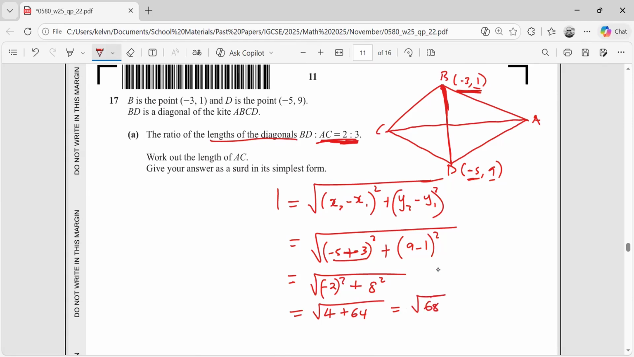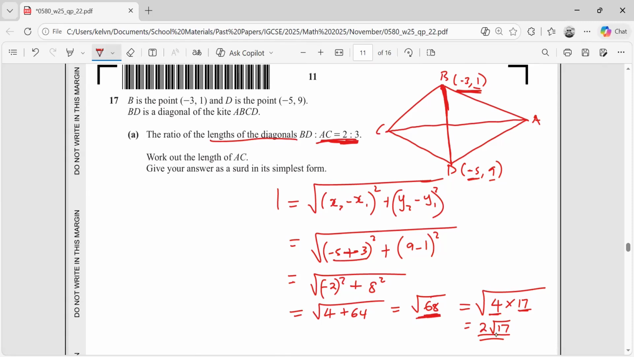And actually, we can simplify these surds. If you know how to simplify surds, you can split it in such a way that one of the numbers is square rootable. I think 68 can be written as 4 times 17, if I'm not wrong. Yes, because 4 times 17 is 68. And 4 is square rootable, so square root 4 is 2. And 17 is not square rootable. So we've simplified the surd.